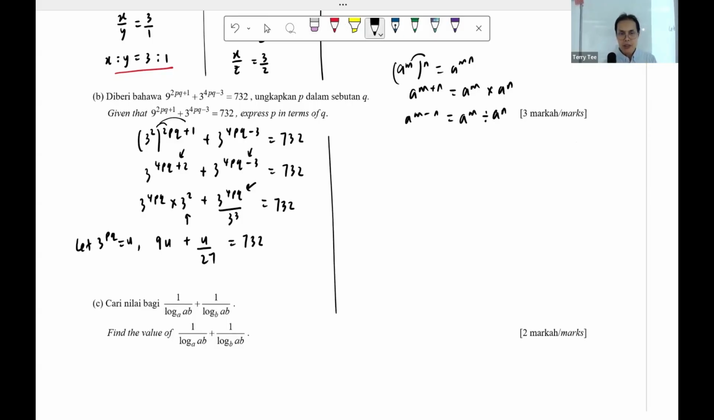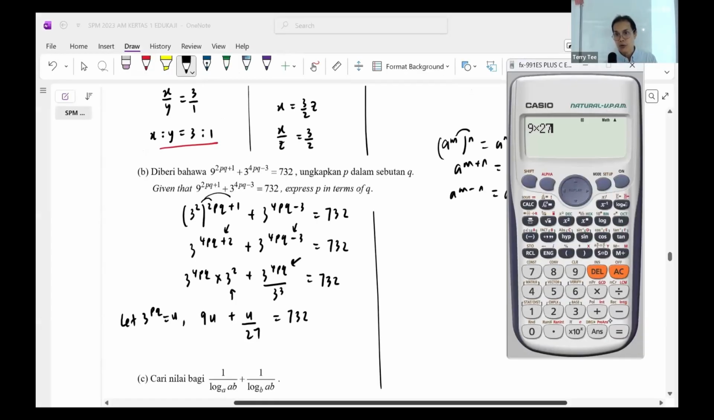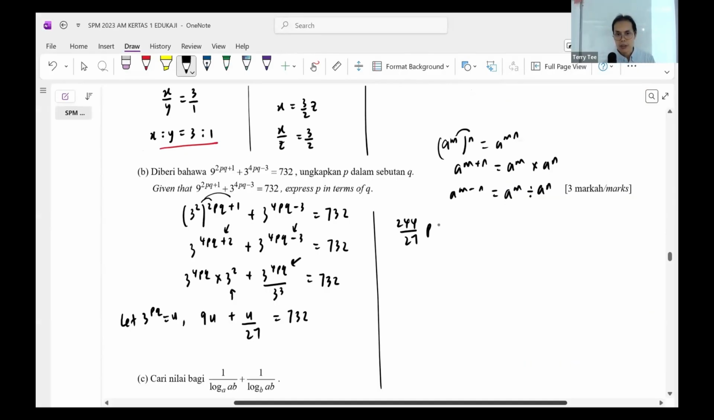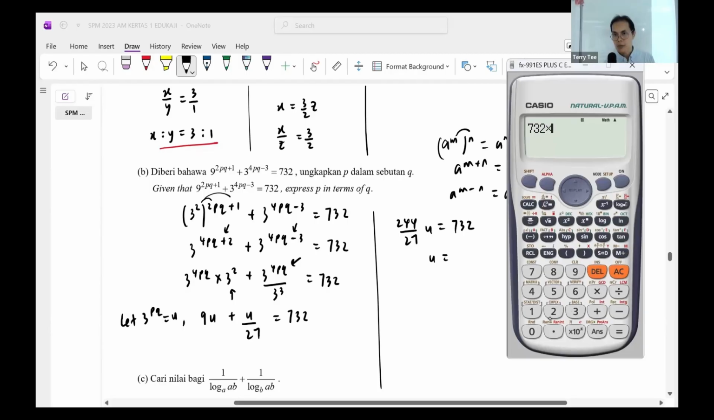All right. Now, how to continue from here? 9u plus 27 of u. I know it's a bit hard for a lot of people. Very hard to count, right? You might want to use a calculator. Come, let me show you your calculator. 9 times 27 is 243. Then you plus 1, 244. So it's 244 over 27, 27u, this is u, 27u equals 732. To solve for u, your 732, you times with 27, divide 244, you should get 81.